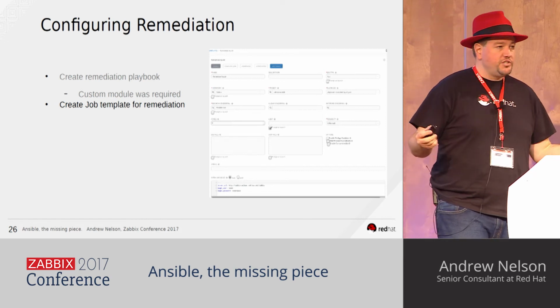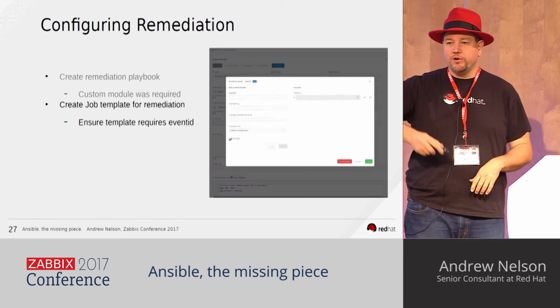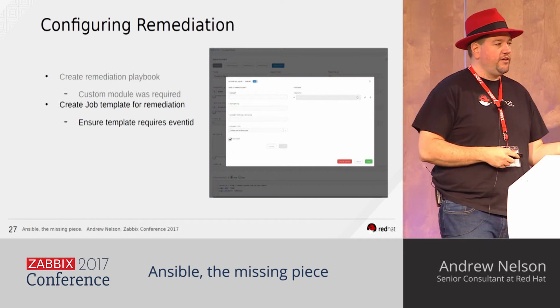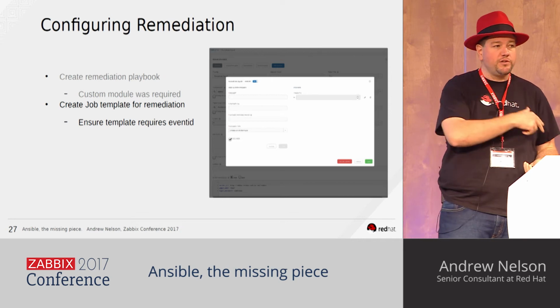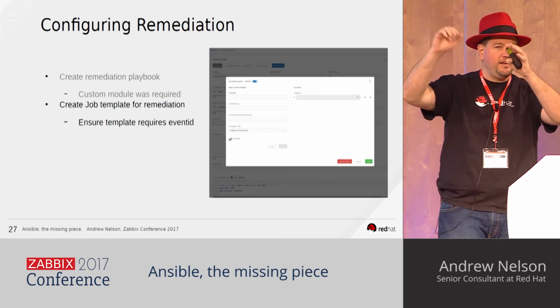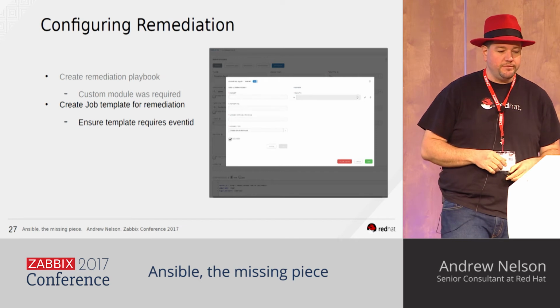So once again, we create our job template for remediation. However, we're going to add a second piece to it. We have to add a survey to our job, and the survey is going to ask for the event ID. This is very critical later on because we need to know what event we need to tie our message into.